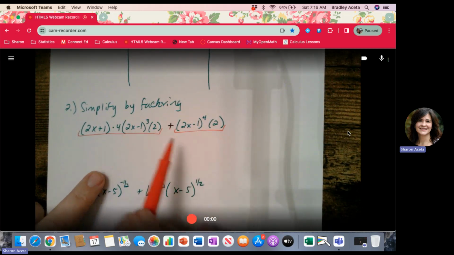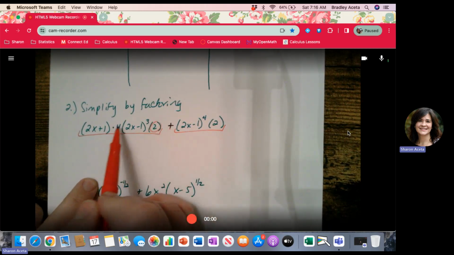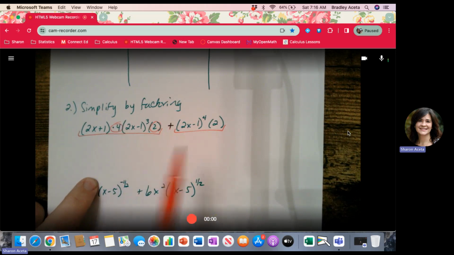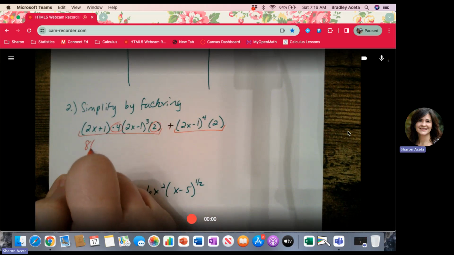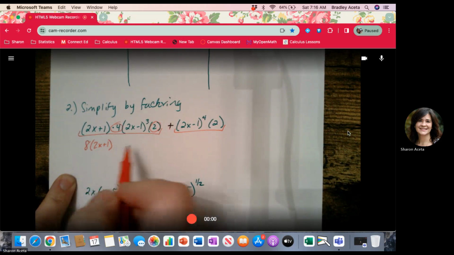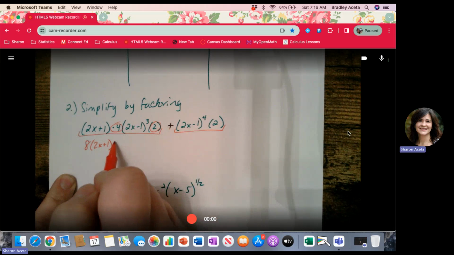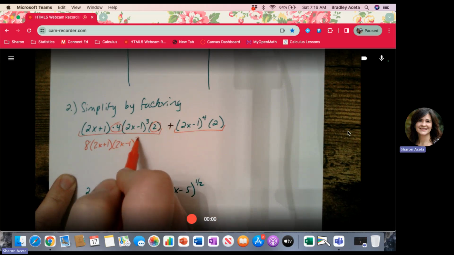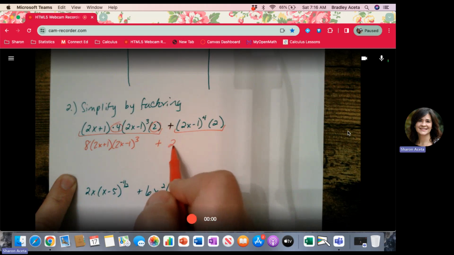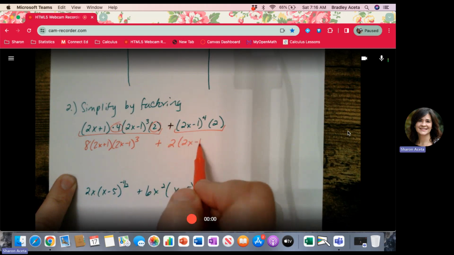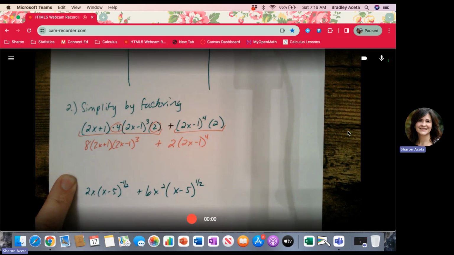I like to put my numbers in the front. So these two numbers can be put together. What is 2 times 4? Well, it's 8. And then I'm going to write the quantities, and the ones that look the same I put together in the back. And then that 2, I'm just going to put in the front again. I like my coefficients in the front. And I'm just rewriting the problem. That's all I did.